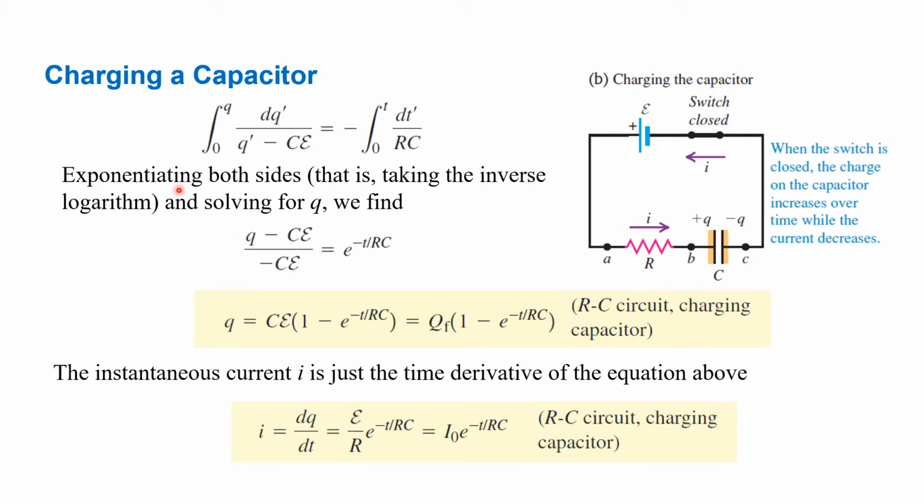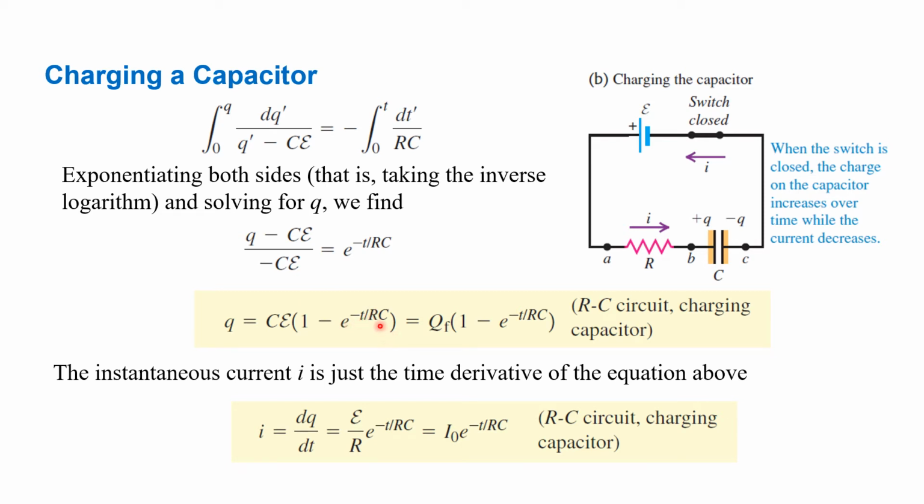Exponentiating both sides, that is taking the inverse logarithm and solving for q, we find that (q minus Cε) over (negative Cε) is equal to e to the negative t over RC. And rearranging to solve for q, we just took the Cε out of the equation, so q is equal to Cε times (1 minus e to the negative t over RC).